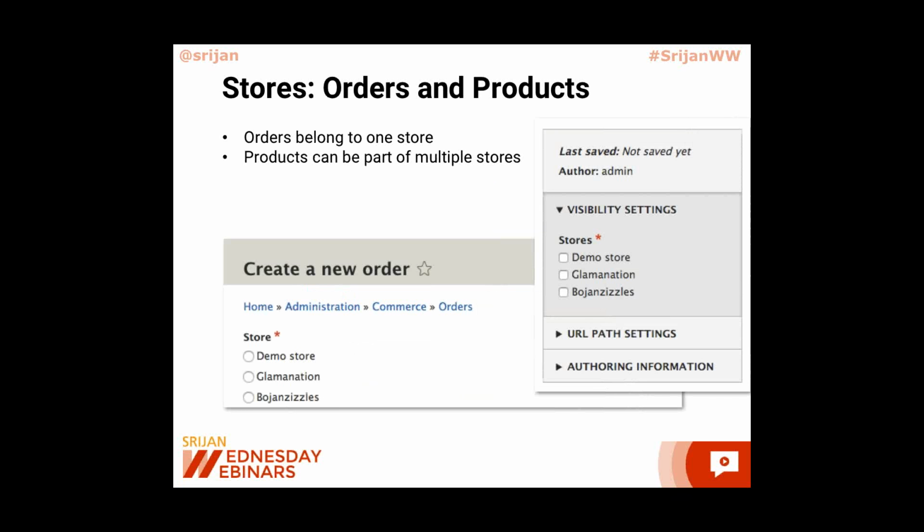Stores and orders and products. So now that we have multiple stores, orders can only belong to one store, because usually an order is not made across multiple locations, but products can be part of multiple stores. So you do not need to add in an individual product for each store. When you make a product, you can select what stores it is available from and their orders.